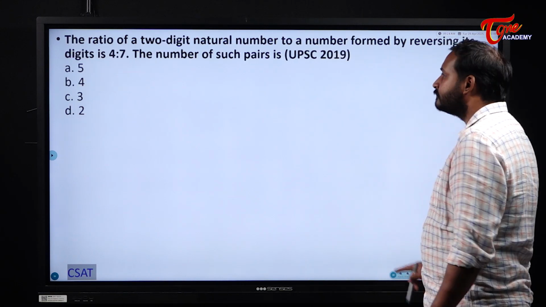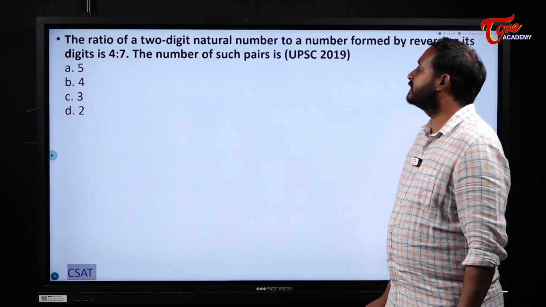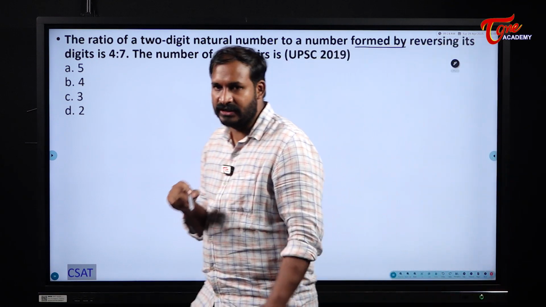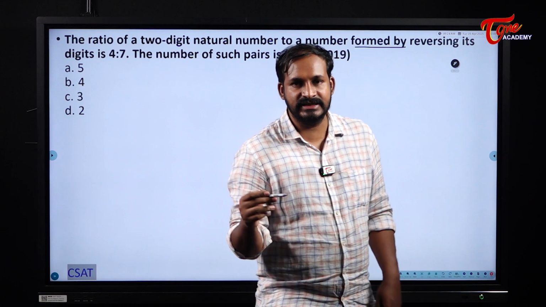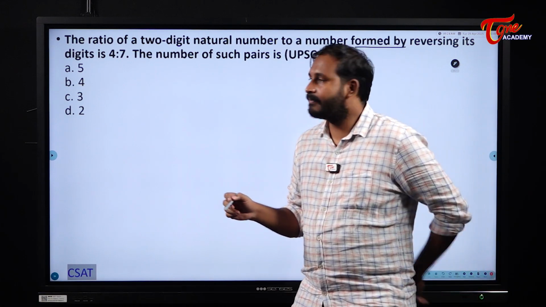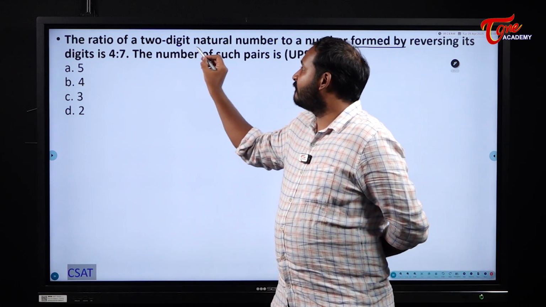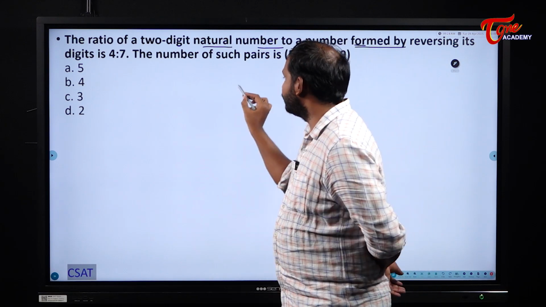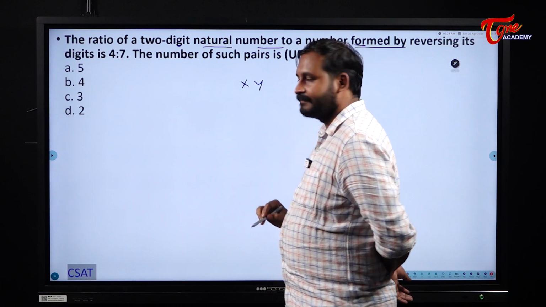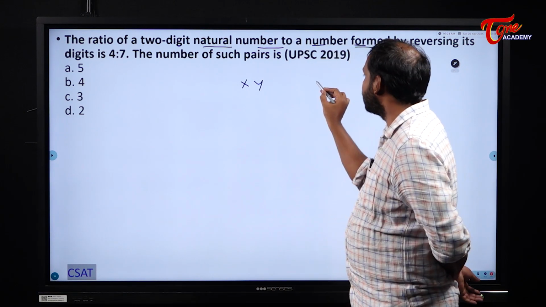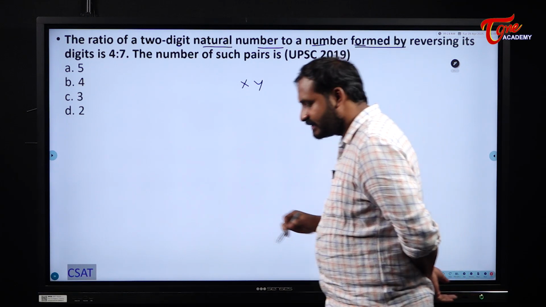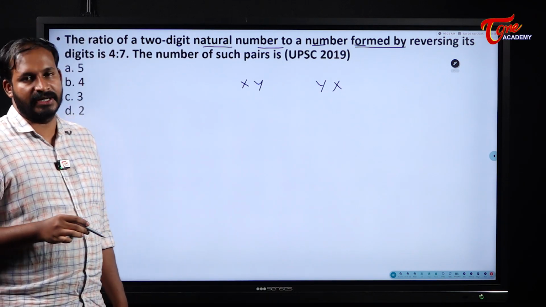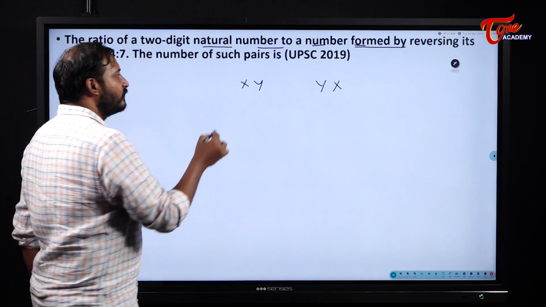Next one. The ratio of a 2-digit natural number to a number formed by reversing its digits is 4 is to 7. Already we discussed similar types of things, students. The ratio of a 2-digit natural number to the number formed by reversing it. How will we assume a 2-digit number? XY. And when you reverse it, what does it become? YX. But when you perform a mathematical operation, how will we write the 2-digit number?